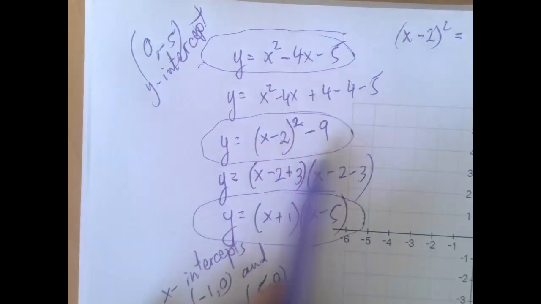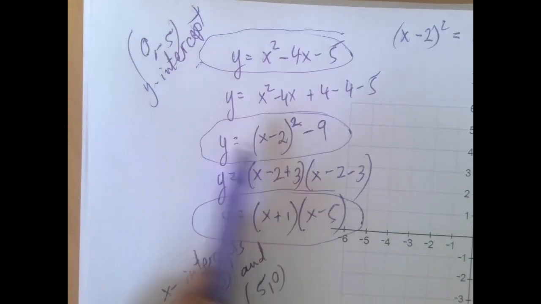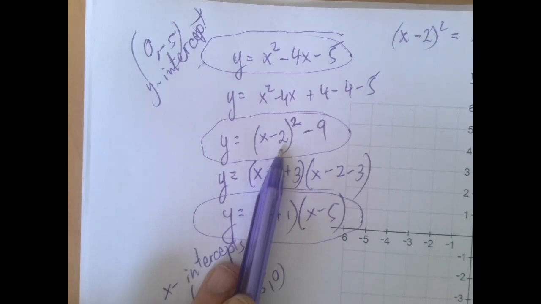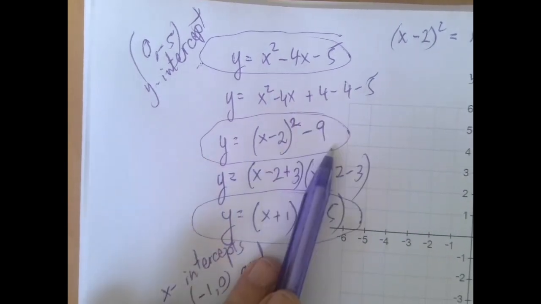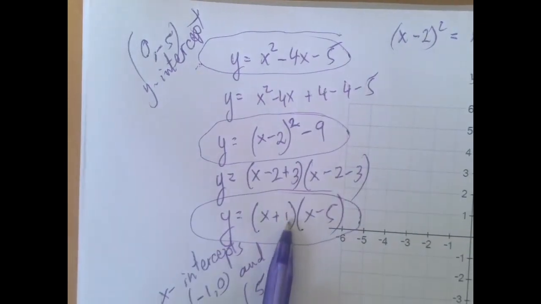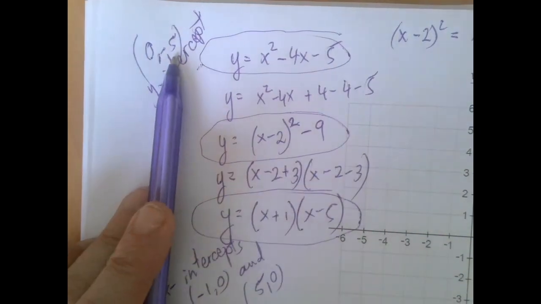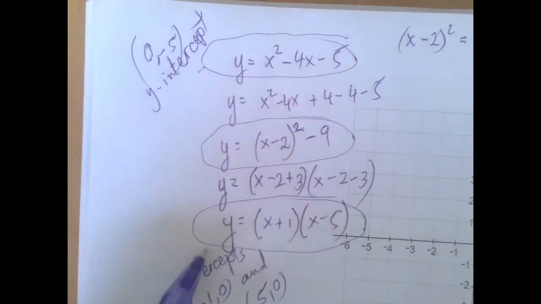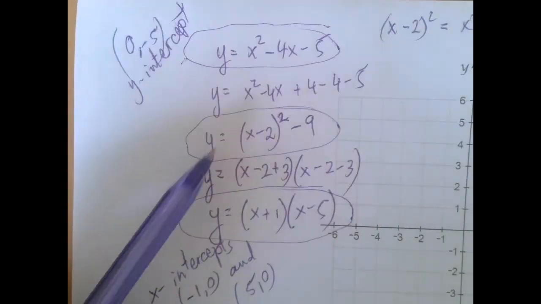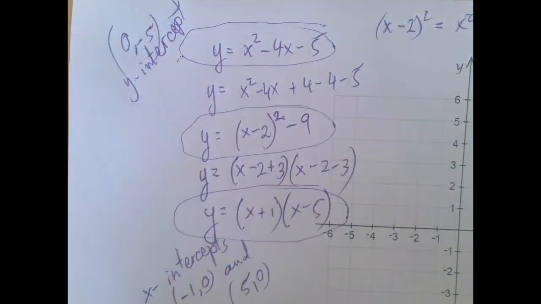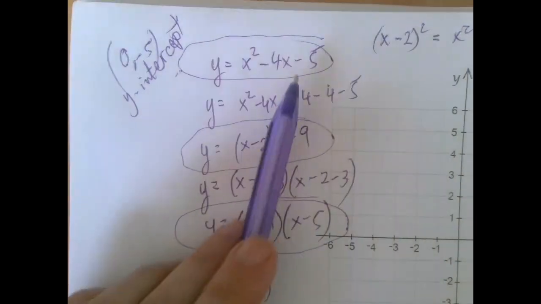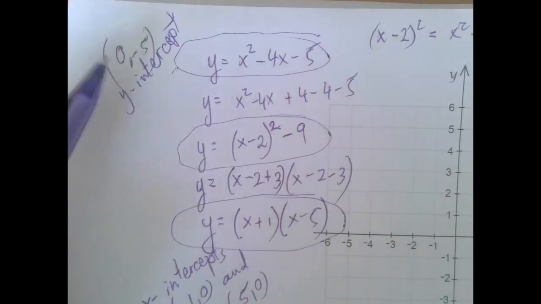But it should be the same result no matter where you put it. 0 minus 2 is negative 2. Square it, 4. 4 minus 9 is negative 5. 0 plus 1 is 1. 0 minus 5 is negative 5. Multiply 1 and negative 5, you get negative 5. So these are equivalent equations. No matter what x you put in either one of them, out comes the same y. But for 0, this one is the most convenient. So that's about the y-intercept.